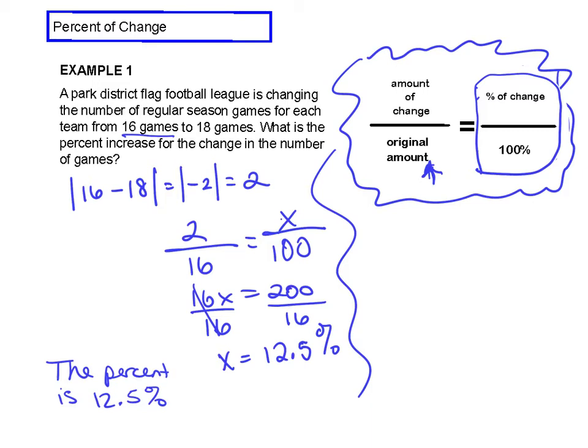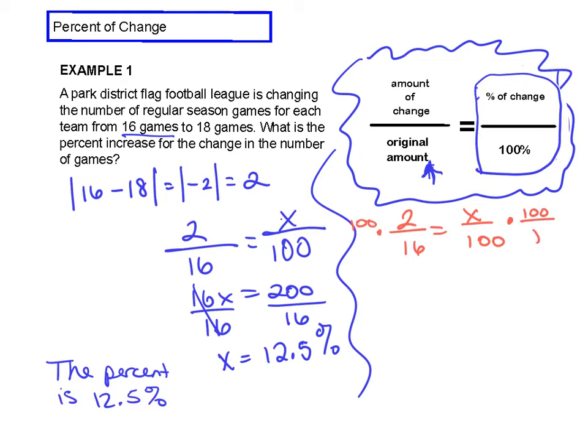Now, I want to do the same math, but I want to show you a different method. So I still am going to use my same proportion. 2 over 16, x over 100. Now instead of cross multiplying, I am going to isolate the x by first getting rid of this denominator of 100. So how do I get rid of it? I'm just going to do the opposite. This fraction is the same as division. The opposite of division is multiplication. I am going to multiply both sides by 100.